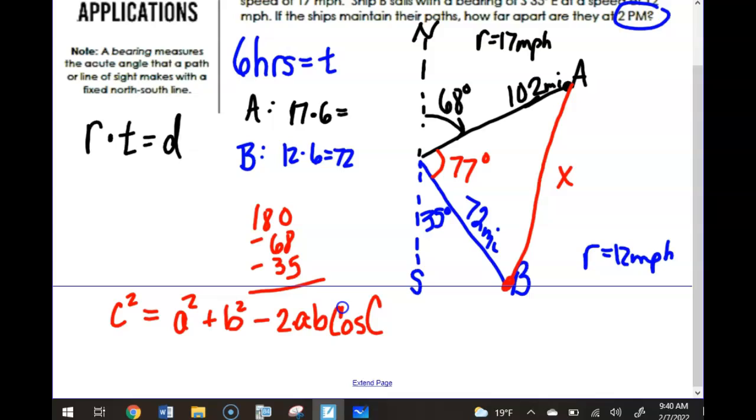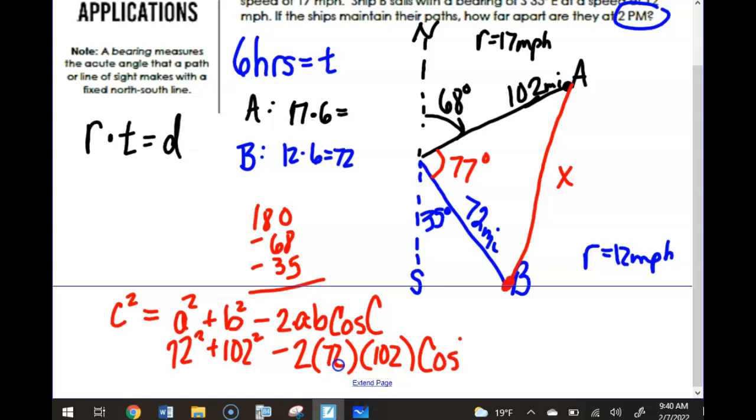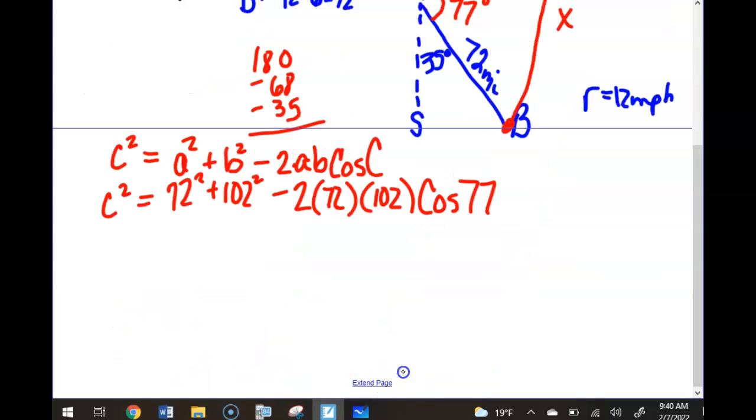How many of you knew that? Got that down? Maybe half or less. How many of you are going to have that down by Wednesday? Okay, so the two sides are 72 squared plus 102 squared minus 2 times 72 times 102 times the cosine of 77. What mode do we need to be in? Degrees. Yes, this angle is 77 degrees.